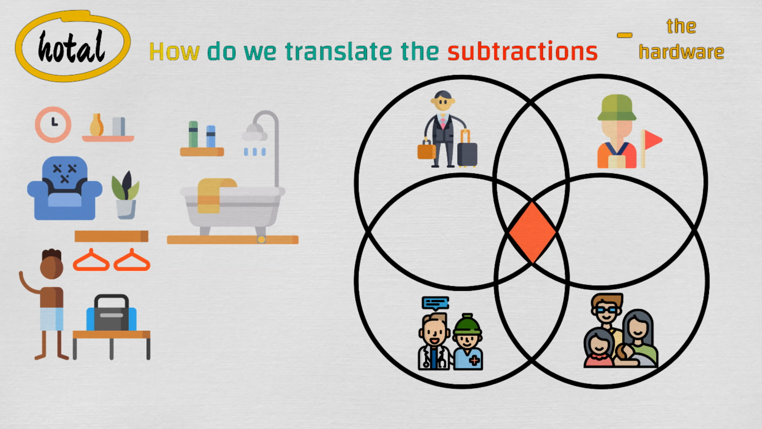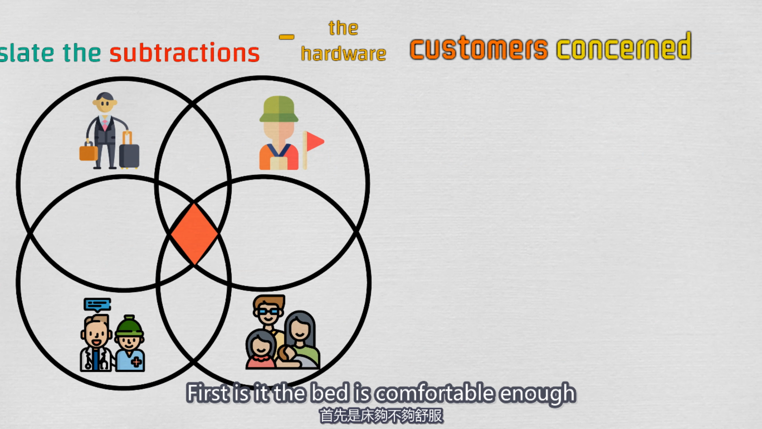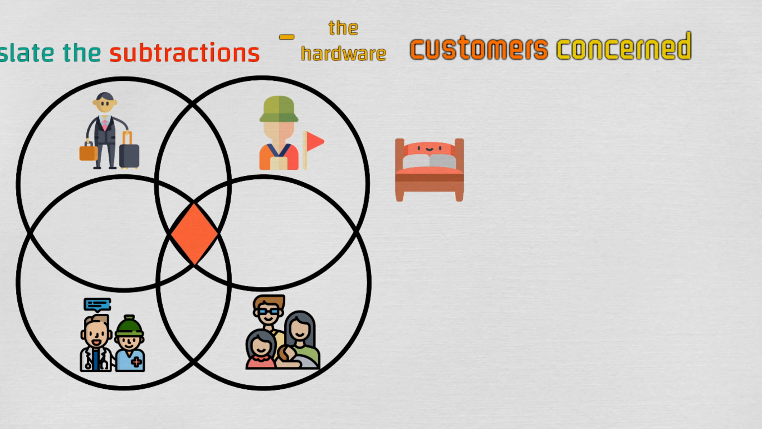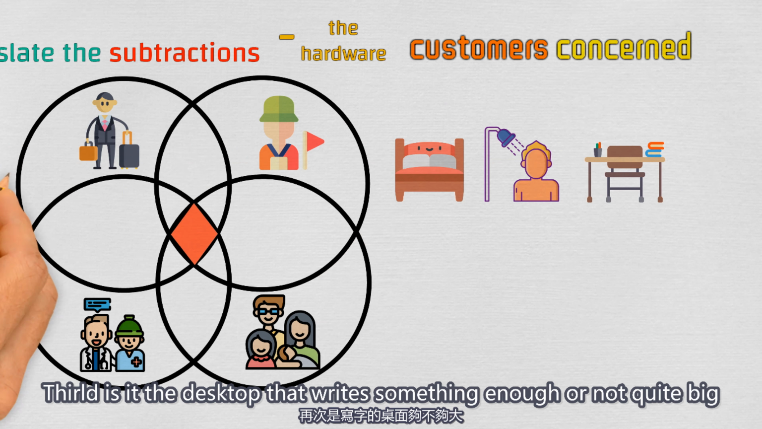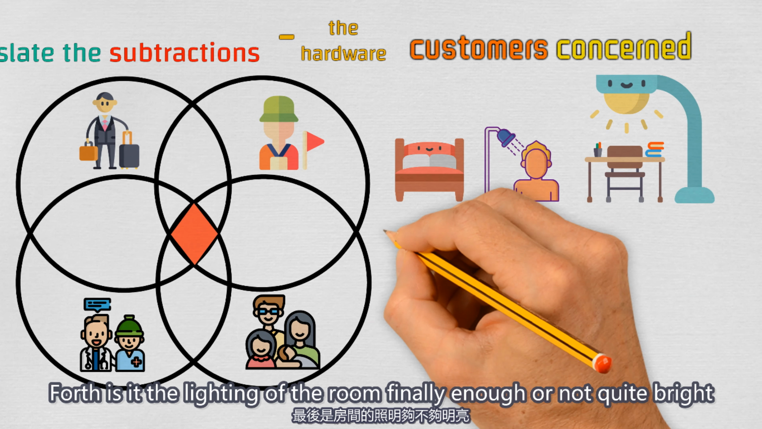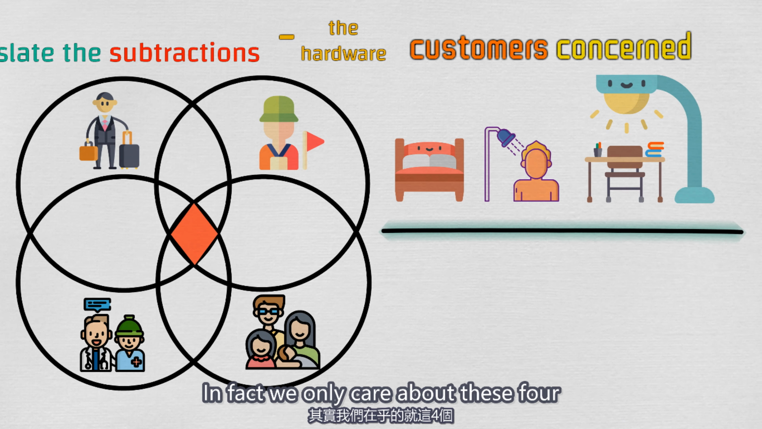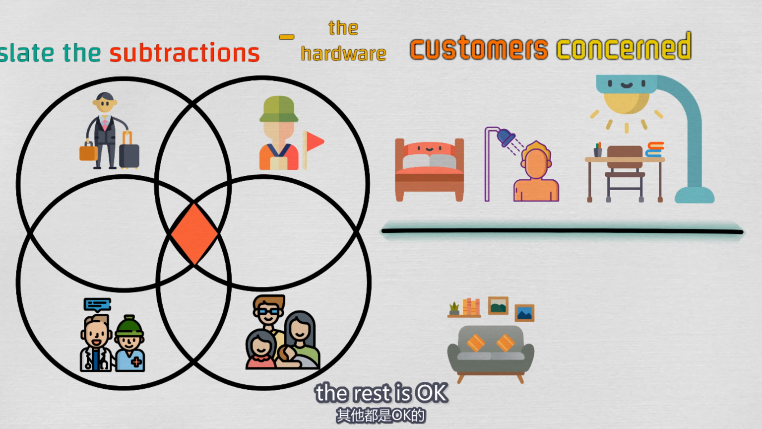For the hotel, these 4 types of guests care most about 4 aspects. First, is the bed comfortable enough? Second, is the shower and toilet carefree enough? Third, is the desktop for writing something big enough or not? Fourth, is the lighting of the room fine enough or bright enough? In fact, we only care about these 4. If we can be satisfied, the rest is okay.